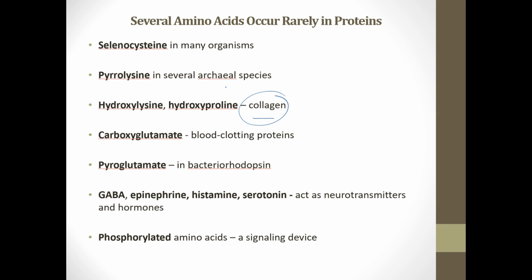And these are just a couple examples. We will pay more attention to hydroxylysine and hydroxyproline. GABA, epinephrine, histamine, and serotonin are very important neurotransmitters and hormones. And you also see a lot of phosphorylated amino acids as part of signaling. And we'll probably get into signaling cascades and phosphorylation of amino acids next semester.